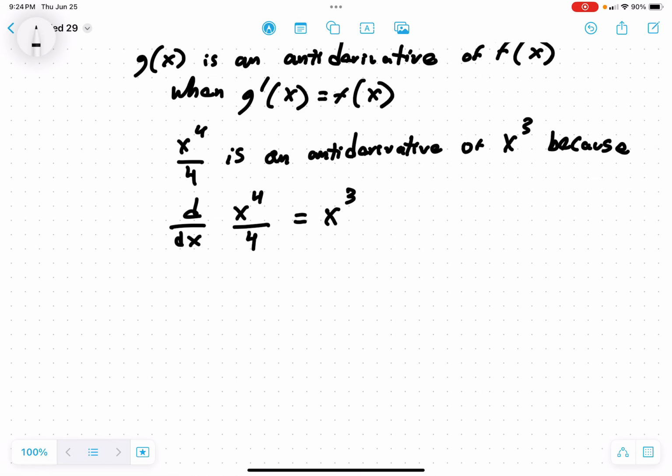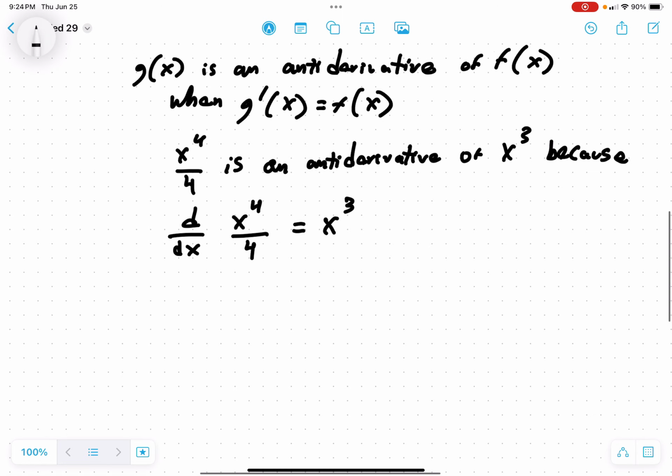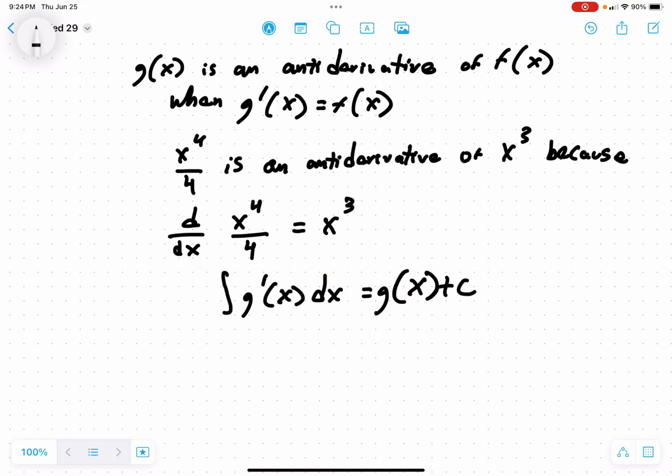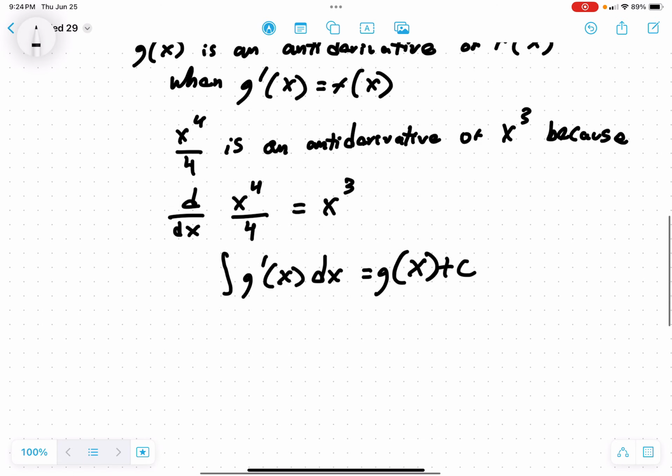So that is what an antiderivative is, and we can represent it like this. The integral of g prime of x dx equals g of x plus c. So in this case, I would say g of x is an antiderivative of g prime of x because g prime of x equals g prime of x. Well, that makes sense.